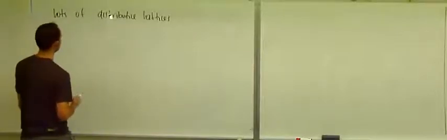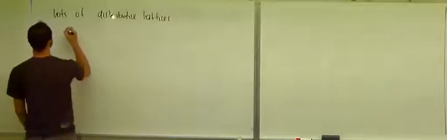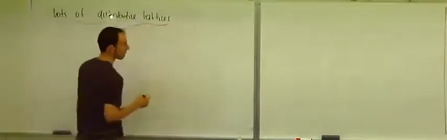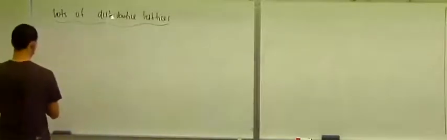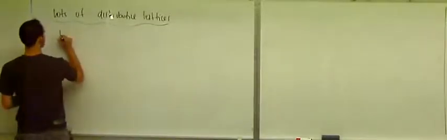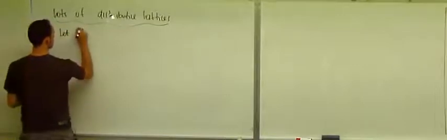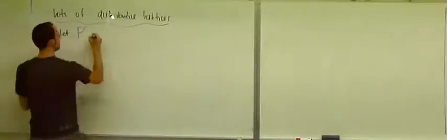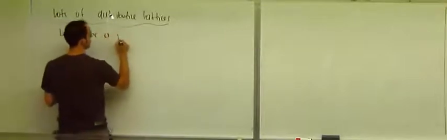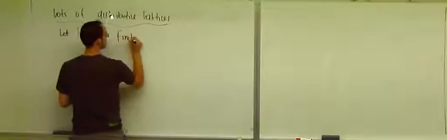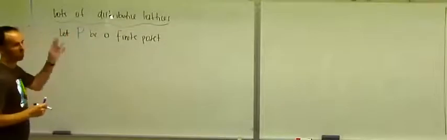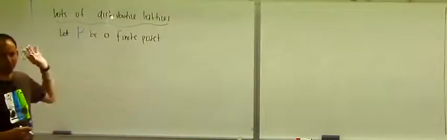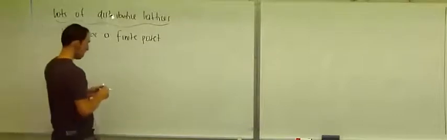Lots of distributive lattices. Let me start with a poset, P. So I'm going to start with a poset. I'm going to try to always keep it blue. Let P be a, let's say everything is finite. And I meant to say finite everywhere. Hopf algebra of finite lattices, finite distributive lattices, etc.